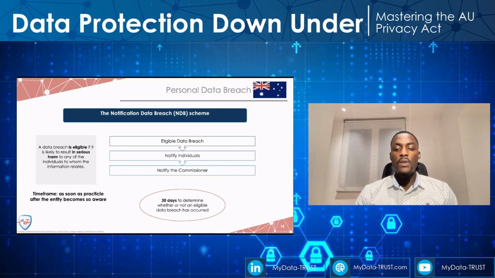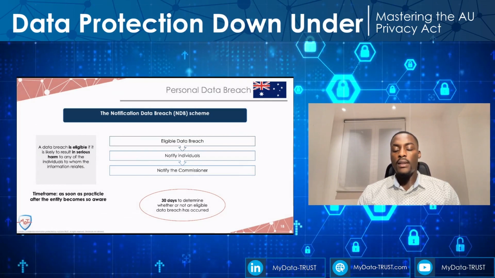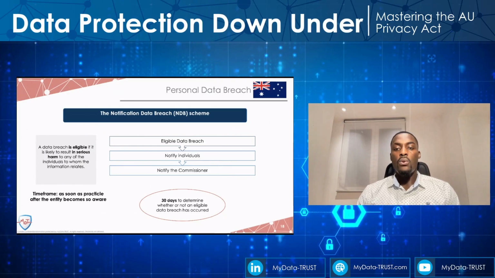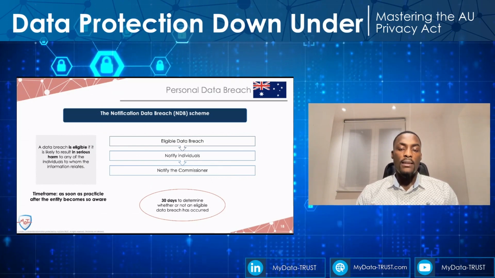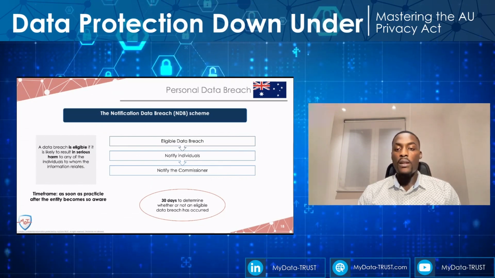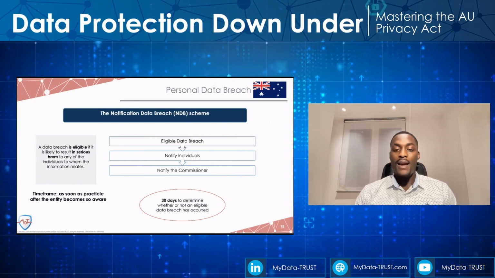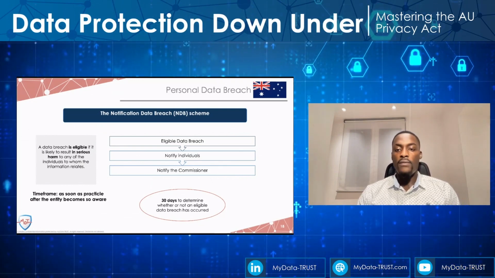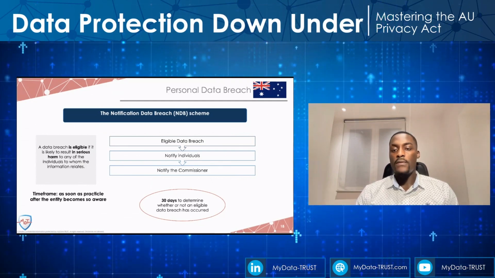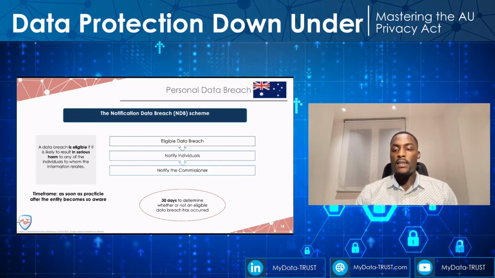Another main point is that an organization has 30 days to determine whether or not an eligible data breach has occurred. Basically, in this case, your organization suspects that it has suffered a data breach, but the organization is not sure that the data breach can be qualified as an eligible data breach. In this case, you have 30 days to assess your data breach. And if the result of your assessment shows that it's an eligible data breach, you will have to notify both the individual and the national supervisory authority as soon as practicable.